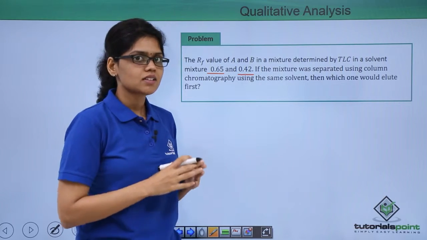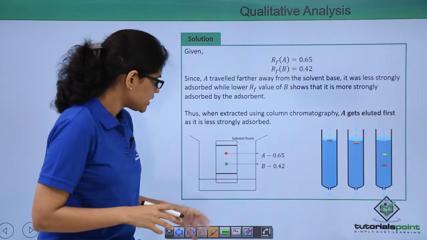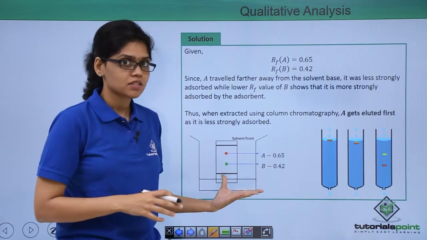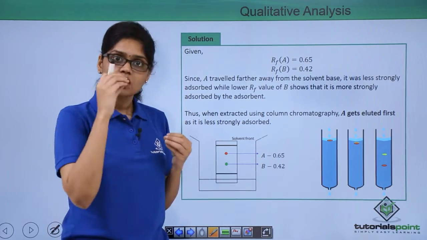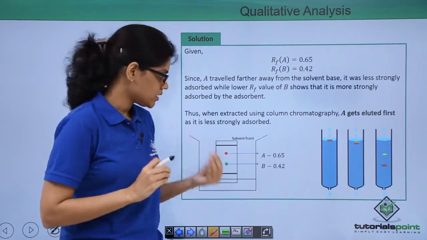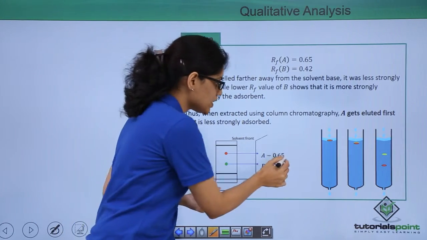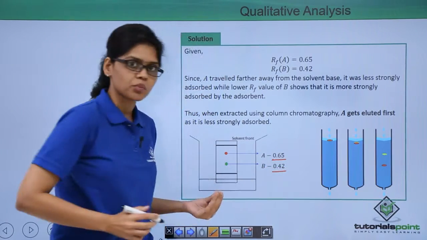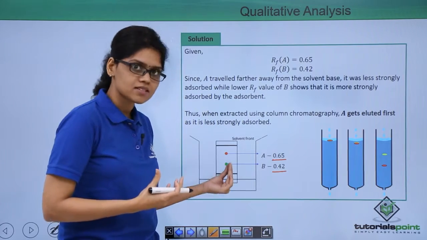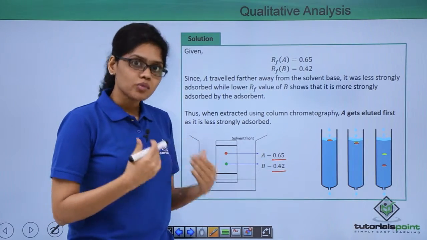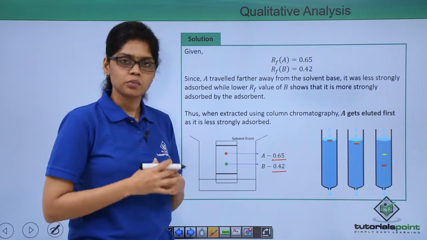So let's try to understand this by comparing TLC directly with column chromatography. If you are trying to separate the mixture using TLC, as the solvent elutes through the TLC plate, the components in the mixture get separated, and here A and B have travelled in such a way that the RF value of A is 0.65 and B is 0.42. That is, B is much more strongly adsorbed to the adsorbent and has travelled less as compared to A, and obviously it shows that A has weaker interaction with the adsorbent as compared to B.